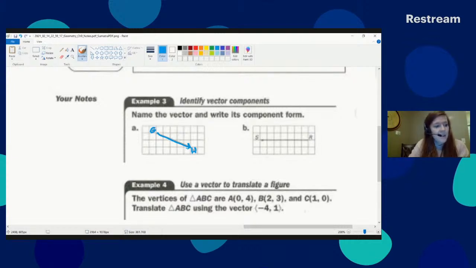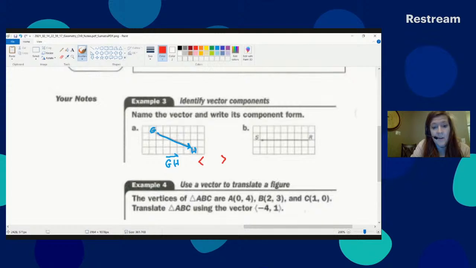To name the vector is actually pretty easy. We start at the initial point and go to the ending point. So it starts at G and ends at H, and we put our little vector across the top, and voila, we have a vector. Now the component form takes into account the x and the y that it takes to go from G to H.